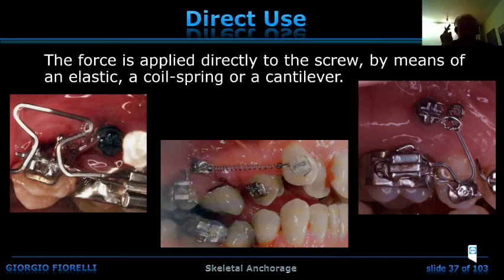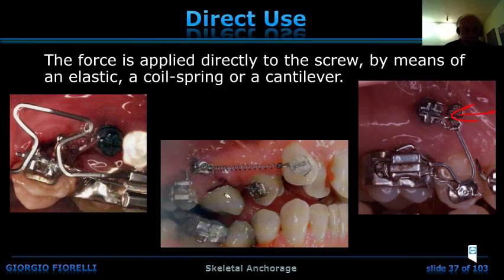Direct use, remember, the force is applied directly to the TAD. Well, this is a picture we have seen before. This is a very typical thing. So you place an elastic or a coil spring, and in fact this is very typical, but I'm not using that much. I don't like very much to use a coil spring like this. Why don't I like it?